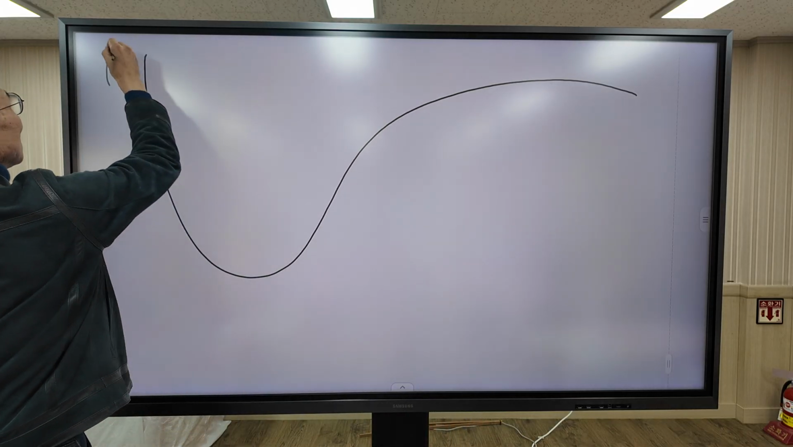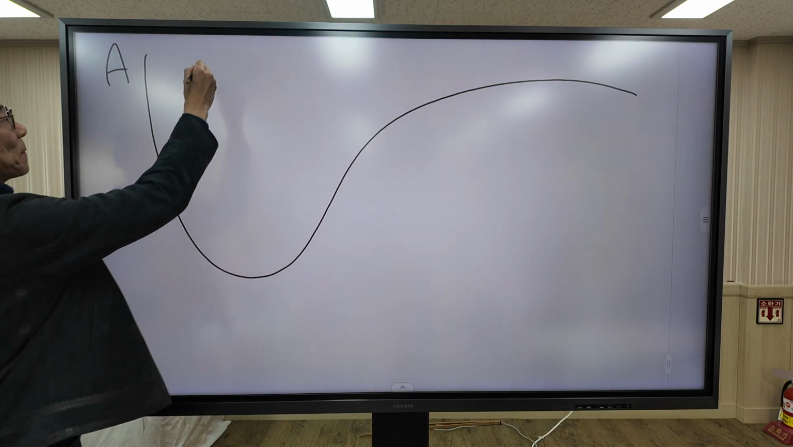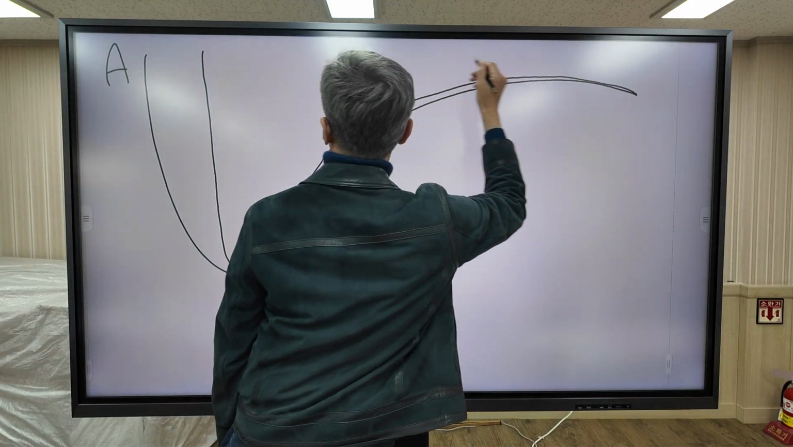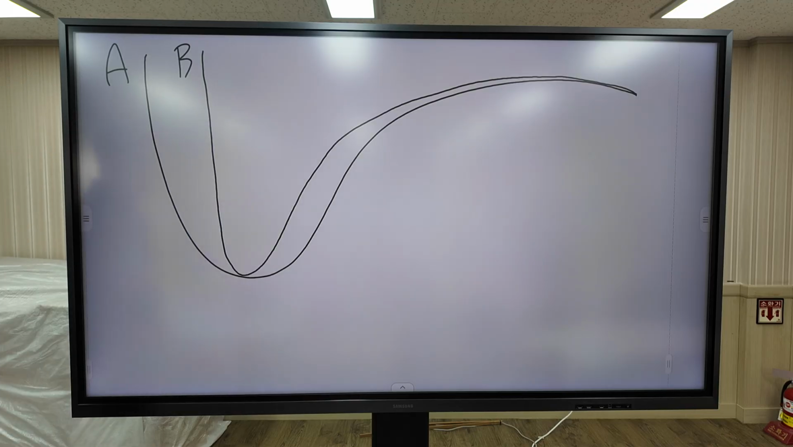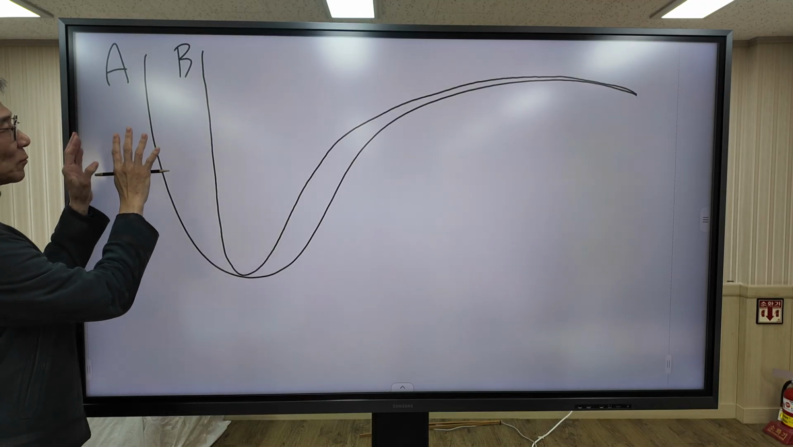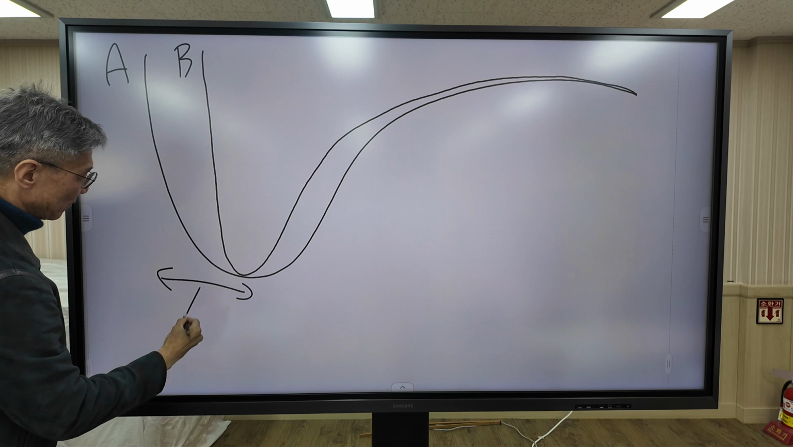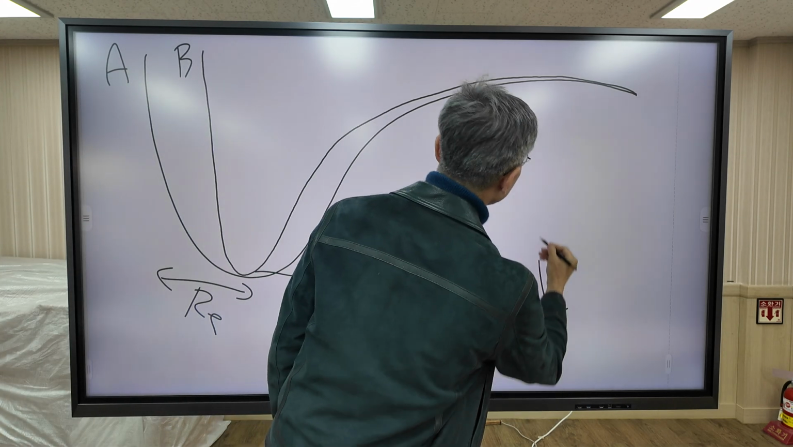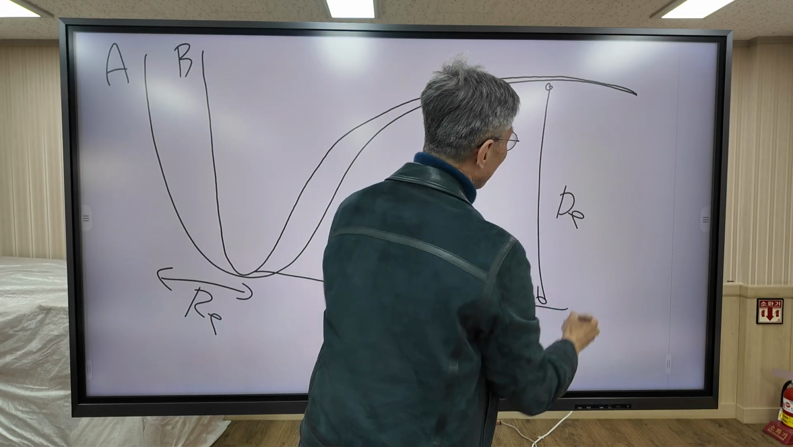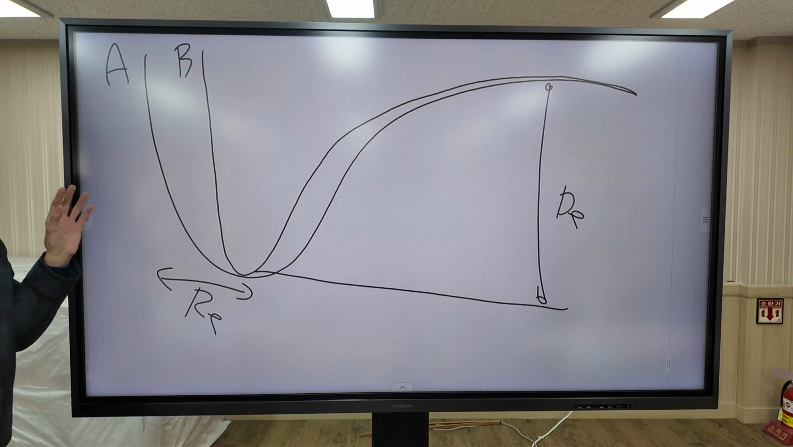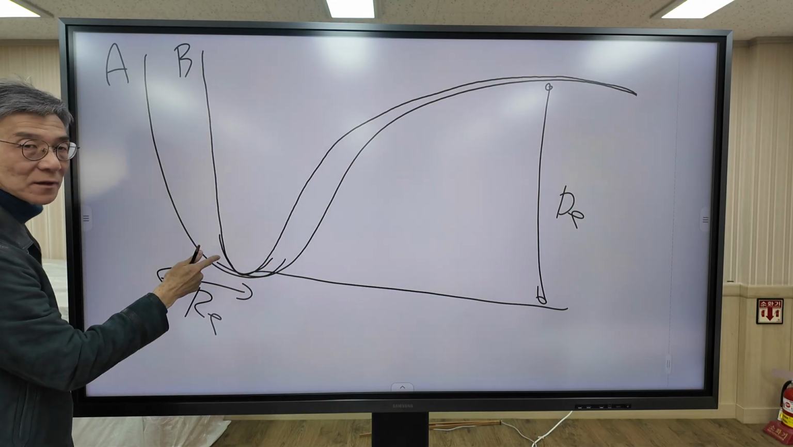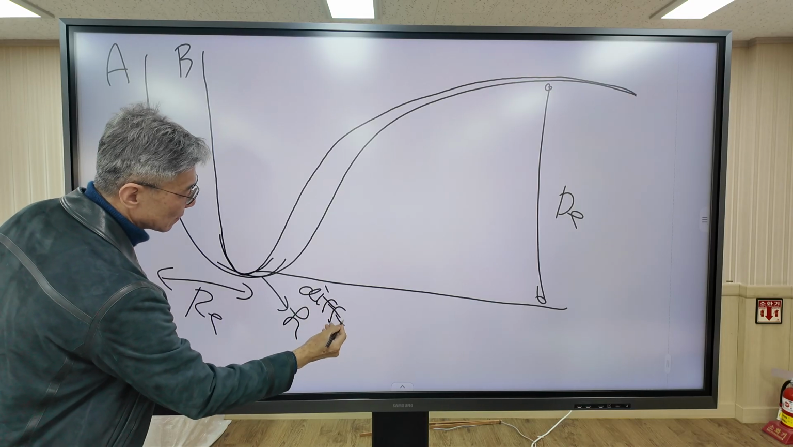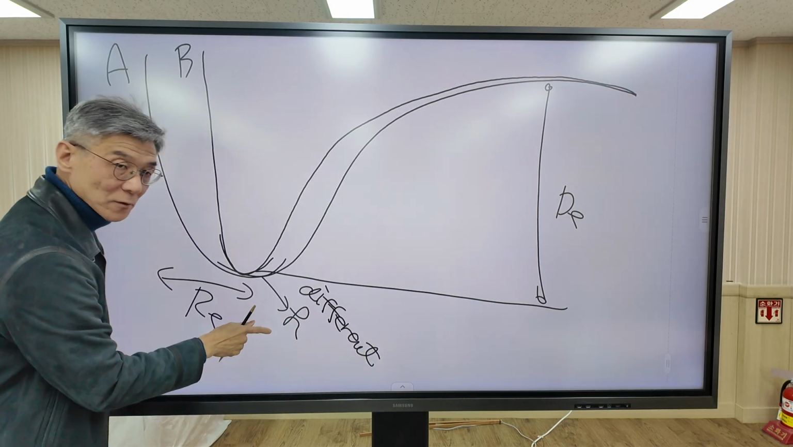This is the first potential curve. Second potential curve. Both potential curves A and B have the same bond length, right? And both potential curves have the same bond dissociation energy. Then what's the difference? The difference is here. The curvature is different. So they have different force constants.